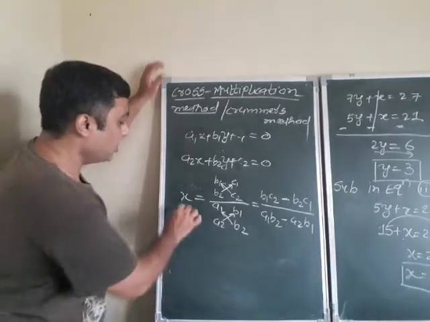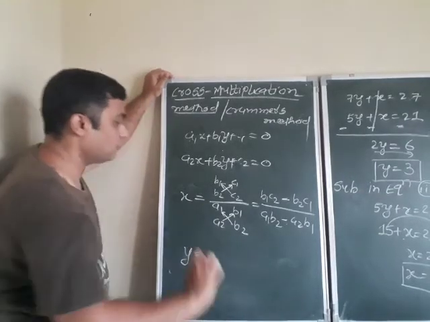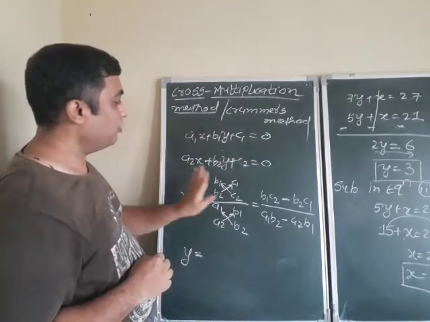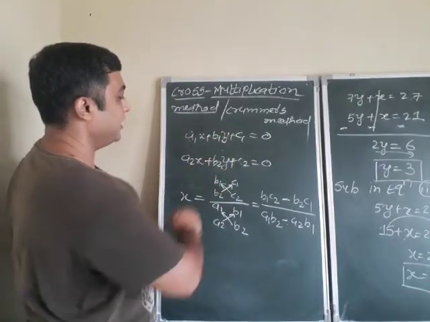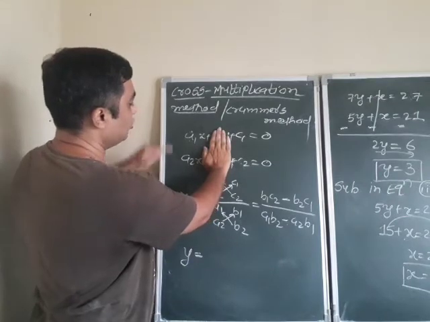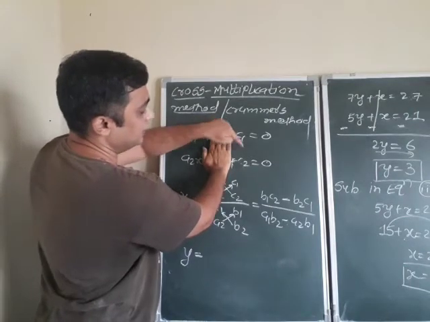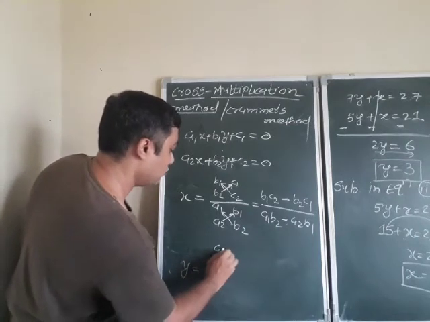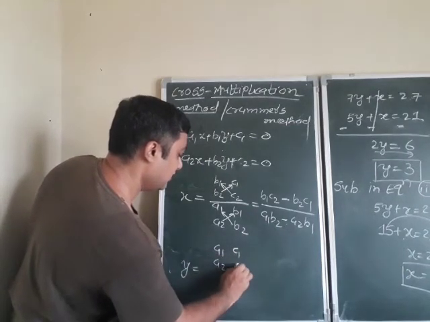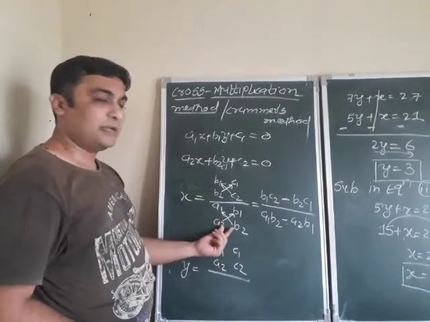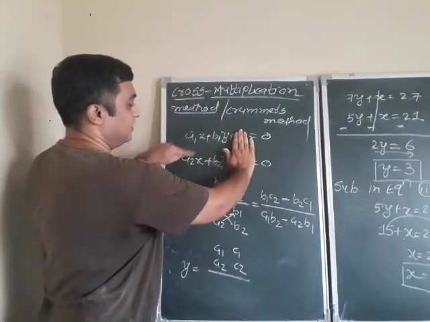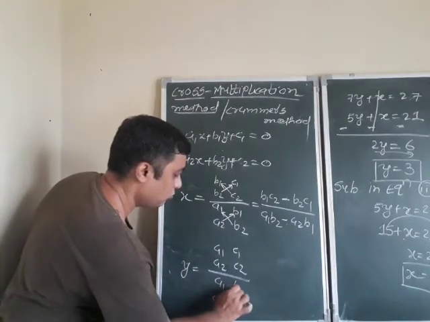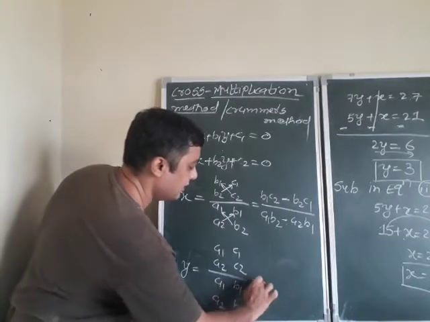Okay. Now you want to find y. So y is equal to, as I told you, if you want to find x, hide the x. Now if you require to find y, hide the y. So which constants will come? a1, a2, c1, c2. So you will get the constants a1, a2, c1, c2. The denominator remains the same. Hide the constants: a1, a2, b1, b2. So this remains the same.